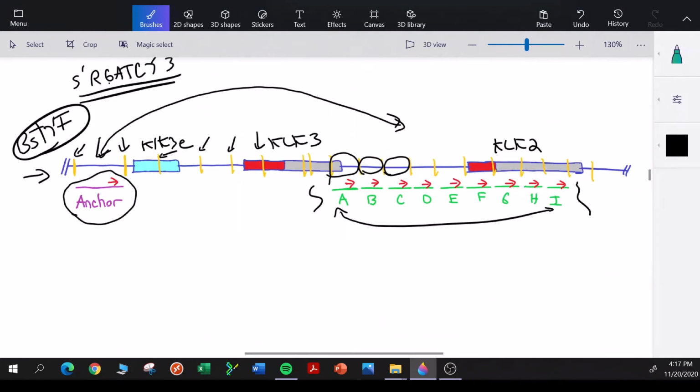I forgot to mention that these red things right here are primers, PCR primers. Each segment and the anchor need one PCR primer, and that's going to be important for detecting the frequency of interactions between the anchor and each of these fragments.